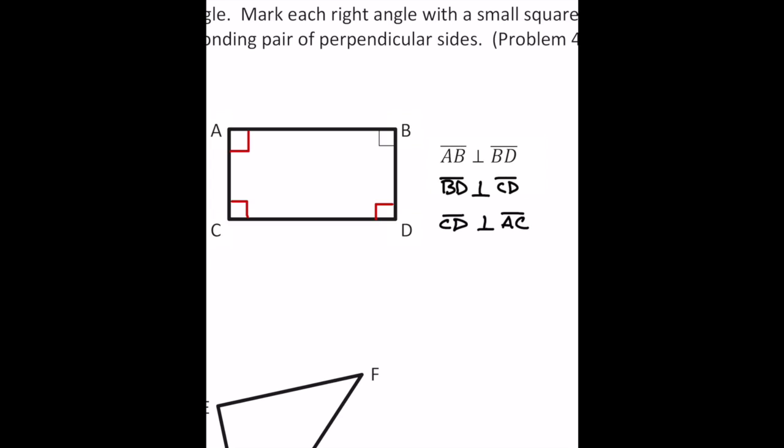Okay, so there are different ways you want to call each one of those out. And anything else that we missed? We have AC and AB, right? Line segment AC is perpendicular to line segment AB.